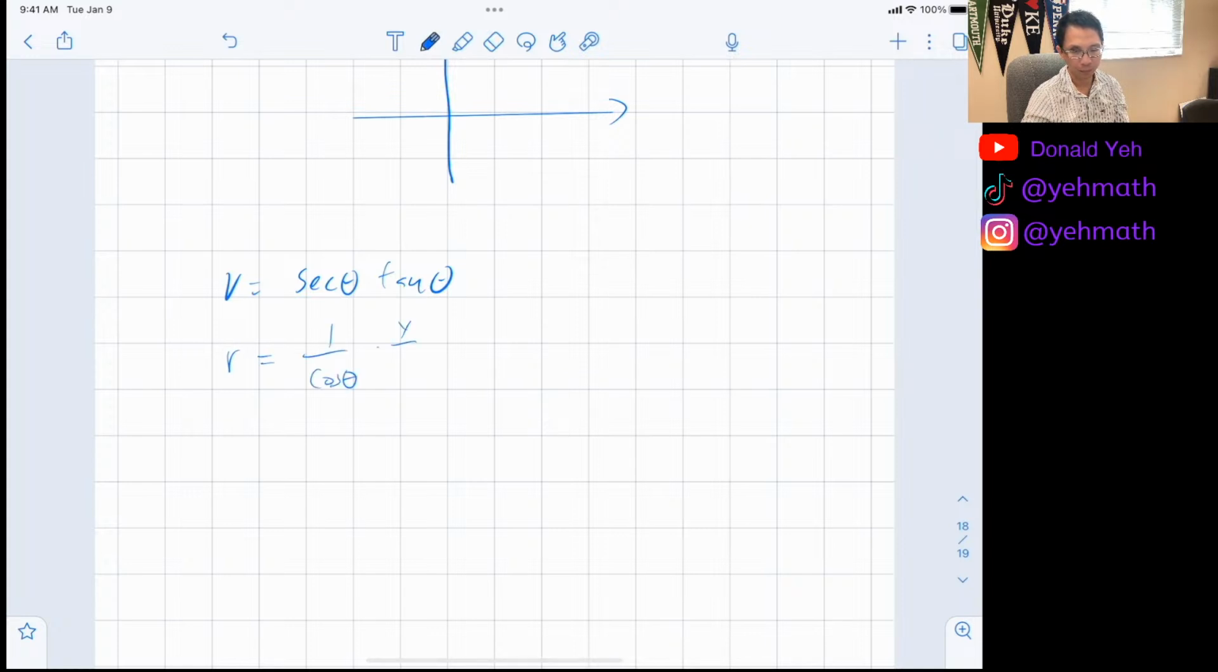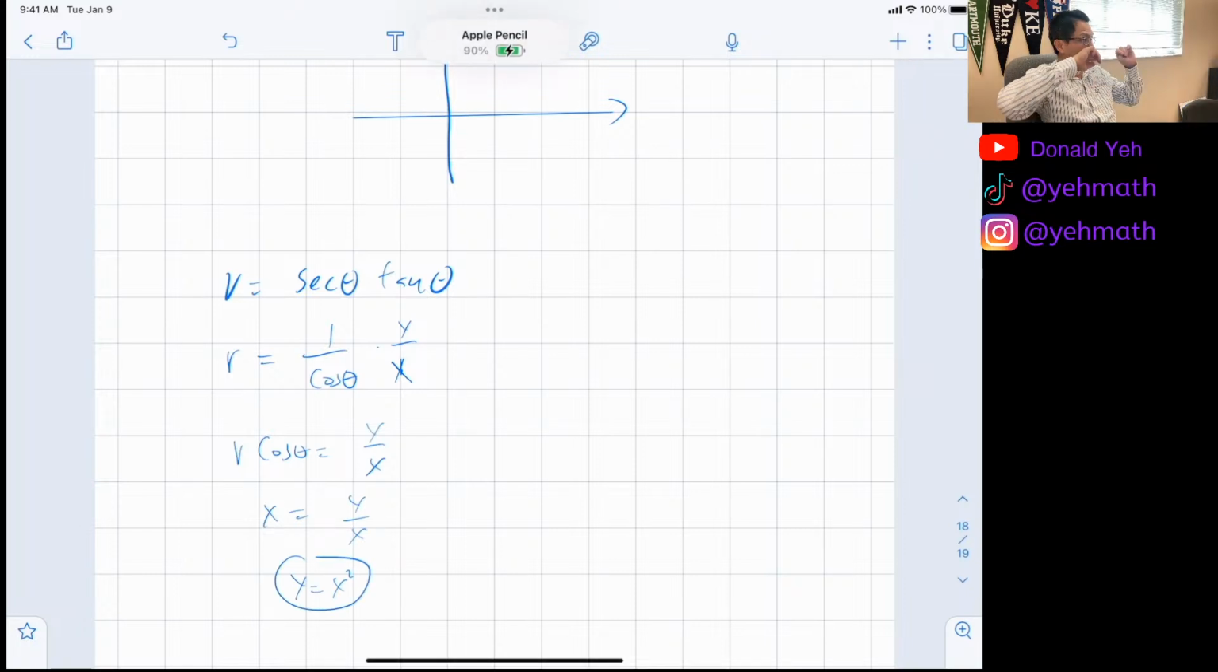So that would be 1 over 10. Tangent there. Oh, tangent is equal to y over x. I wrote tangent.